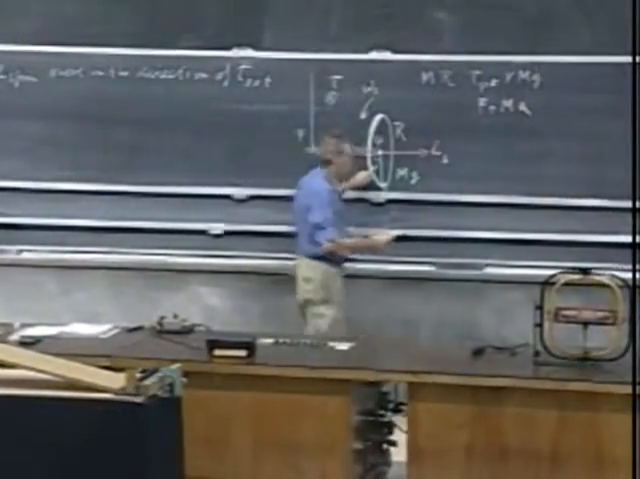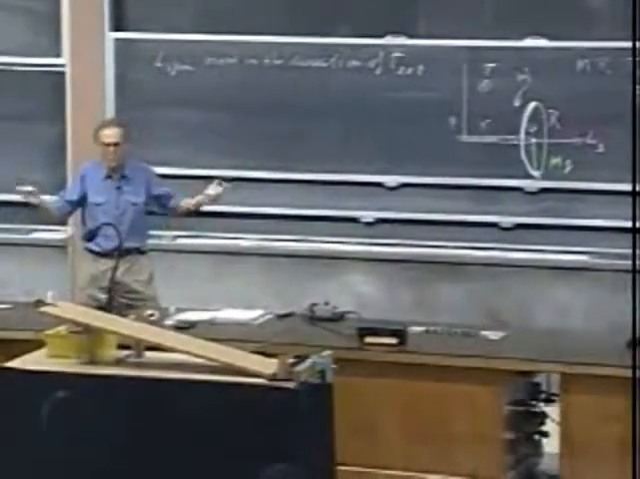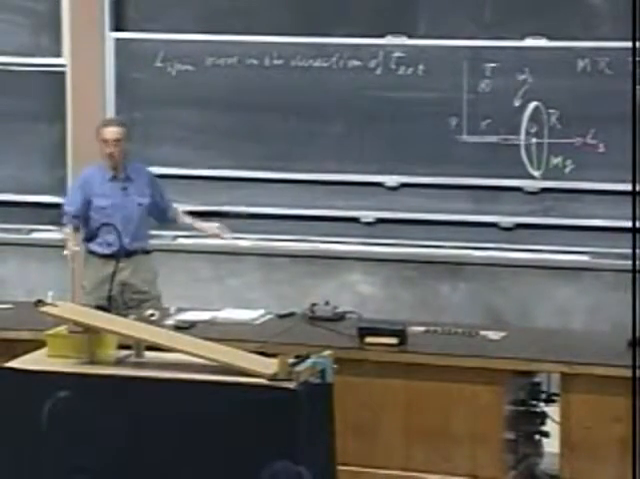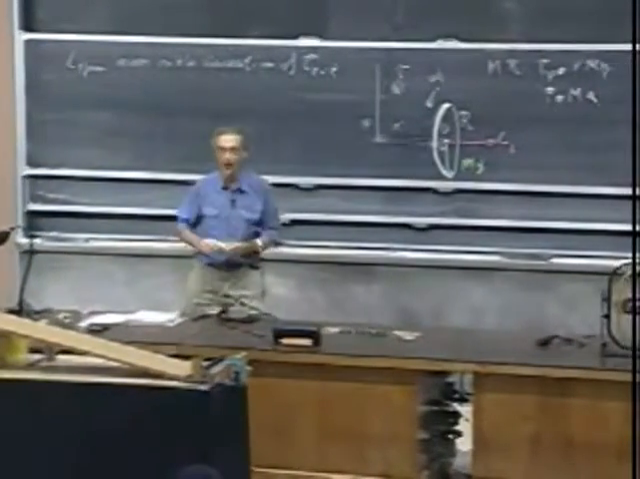This object has got to fall. There's only one force on that object. F equals ma. How can it not? The center of mass must fall with acceleration g. Aha. There is not just one force on that object.